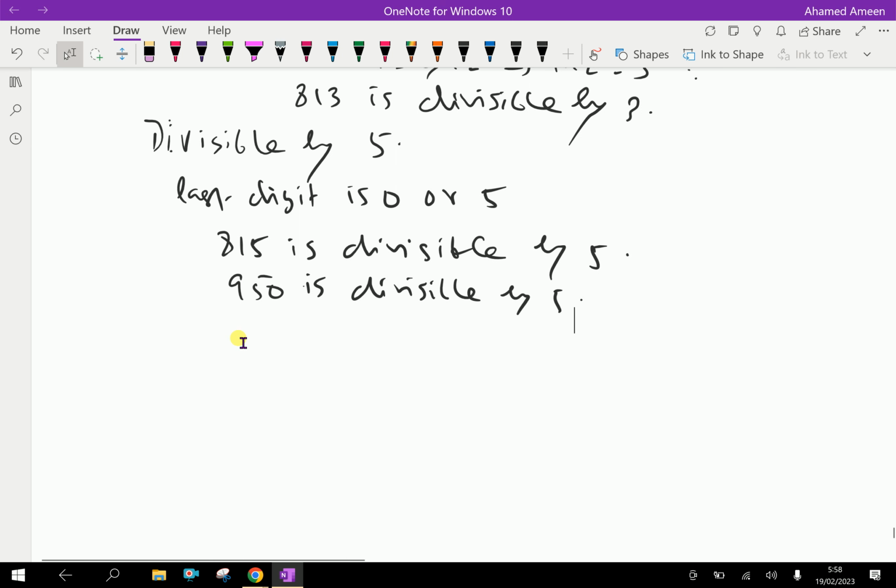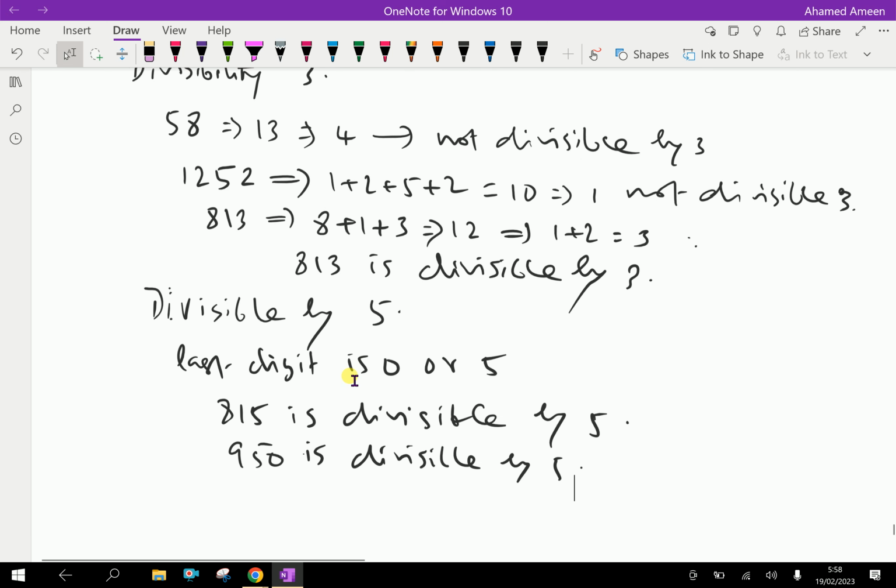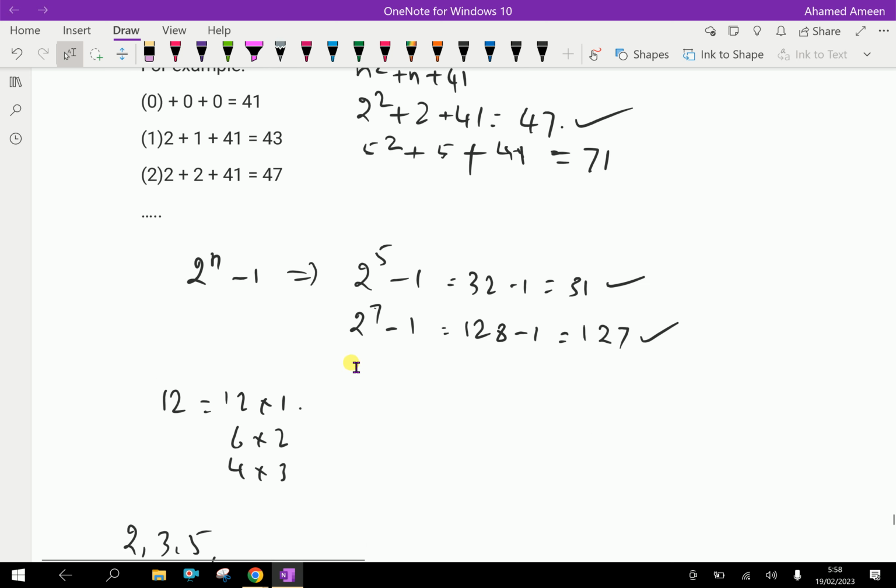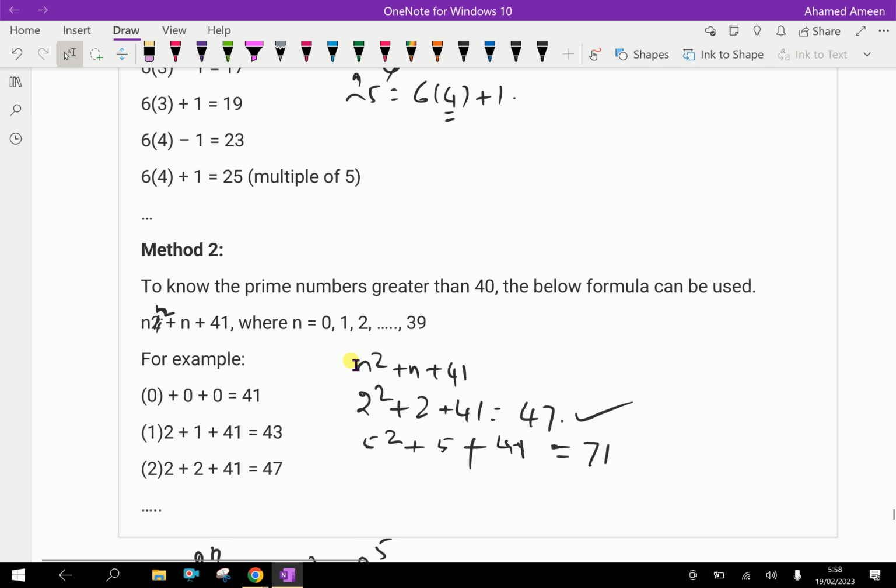Like this we can check the divisibility of some other numbers in future videos. Now we have discussed so far some prime numbers and some details.